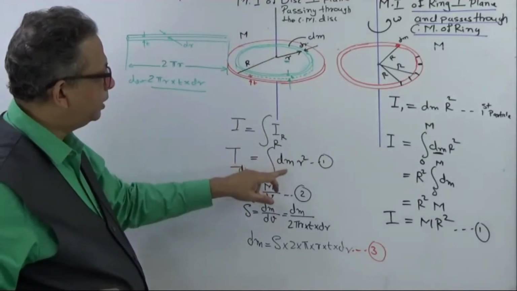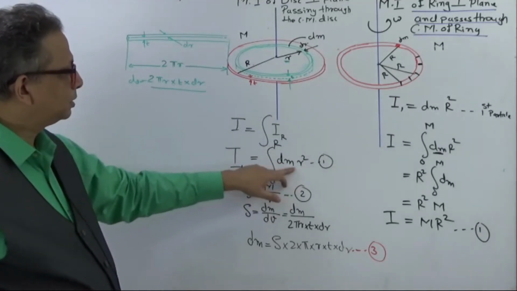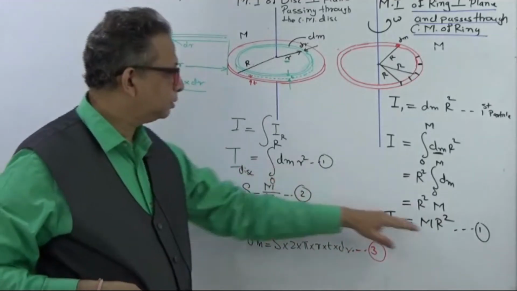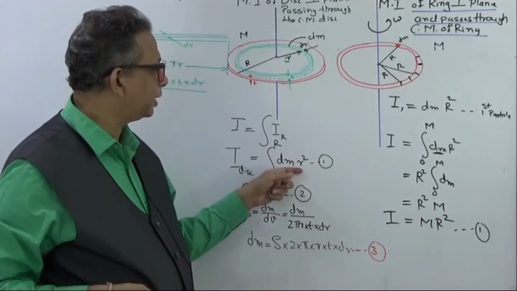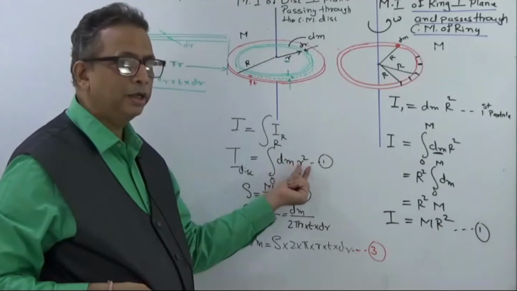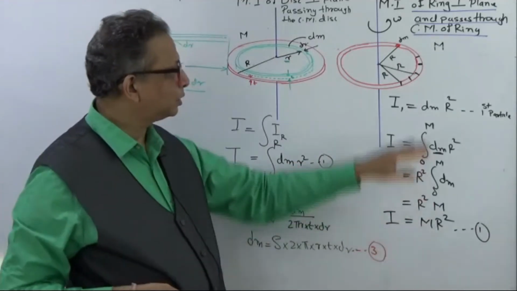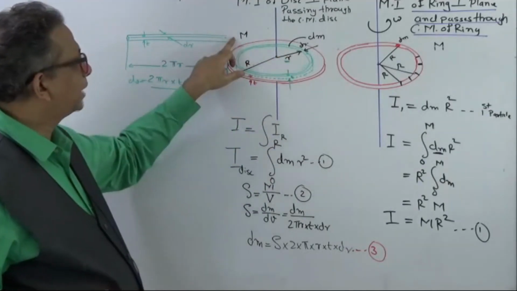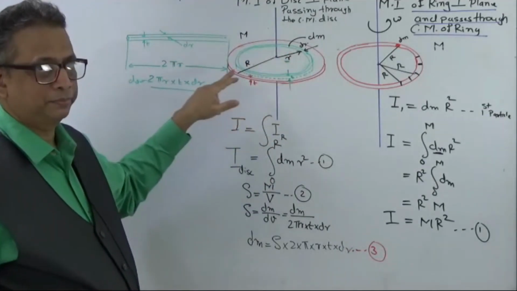So it gives me dm into r square. This is the relation I have established from the moment of inertia of a ring, that is the mass of the ring into r square. Here m was the total mass of this ring, here dm I have taken the mass of this ring because capital M is the mass of the whole disk. Got it?